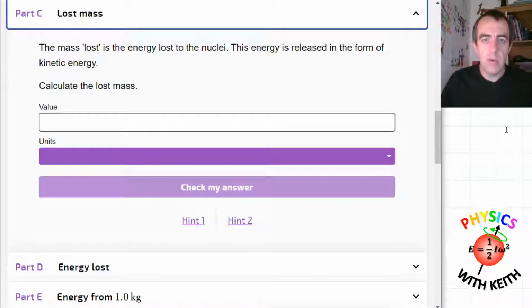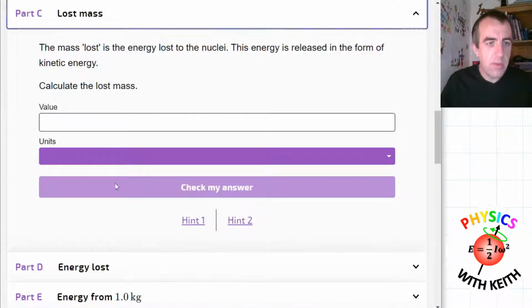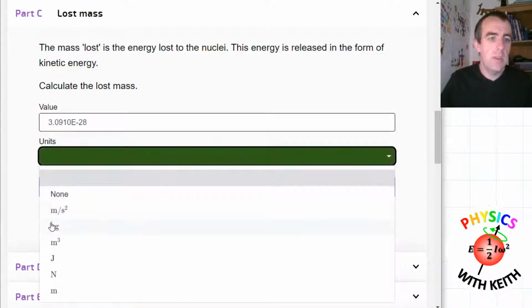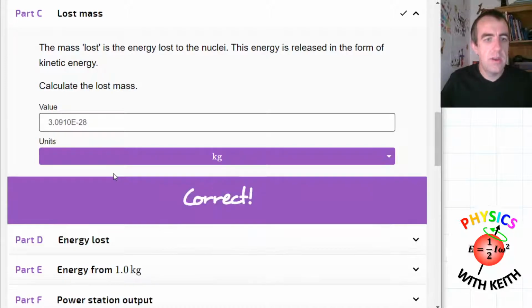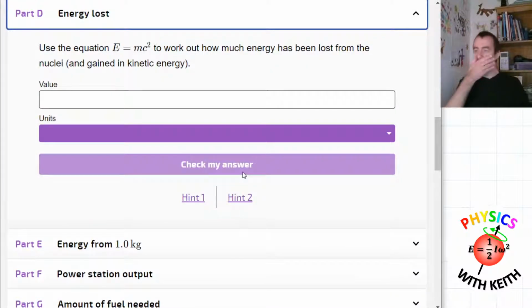So, I forgot what it was already. 3091. 3.091. I'll put the extra 0 in. E minus 28. That's the mass that we've lost. Correct, fine. And the last bit then, so how much energy?